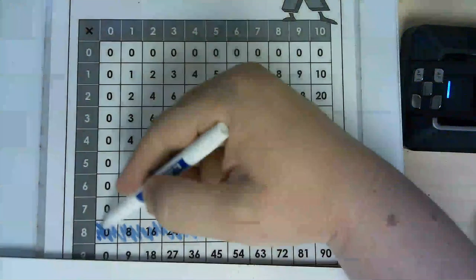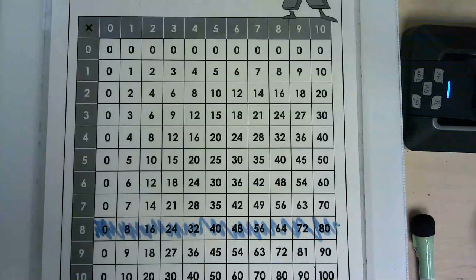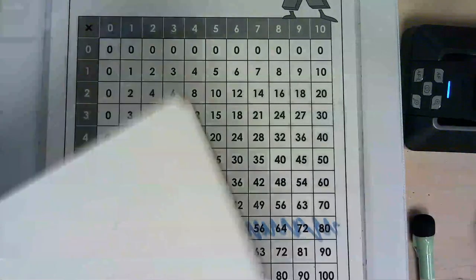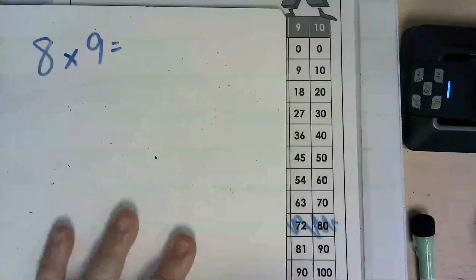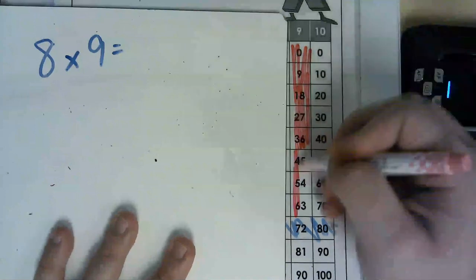So I color all the way across. I start at 8 and I go all the way across. I colored that in with blue. Now my other factor is going to be 9, right? So if my other factor is 9, I'm going to come over here and color in all of my 9. And I'm going to use red for this one.